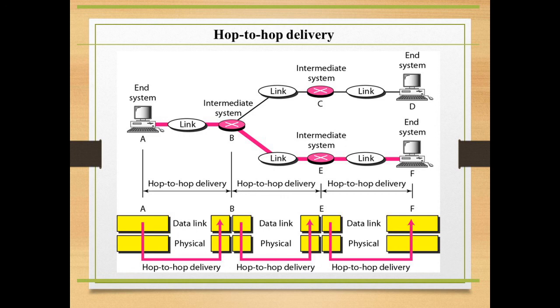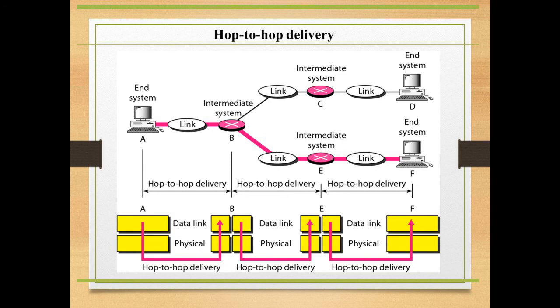In the figure, we can see that communication at the data link layer occurs between two adjacent nodes. Suppose that device A wants to send a message to device F. To send data from A to F, three partial deliveries are made. First, the data link layer at A sends a frame to the data link layer at B, which is a router. Second, the data link layer at B sends a new frame to the data link layer at E. Finally, the data link layer at E sends a new frame to the data link layer at F.